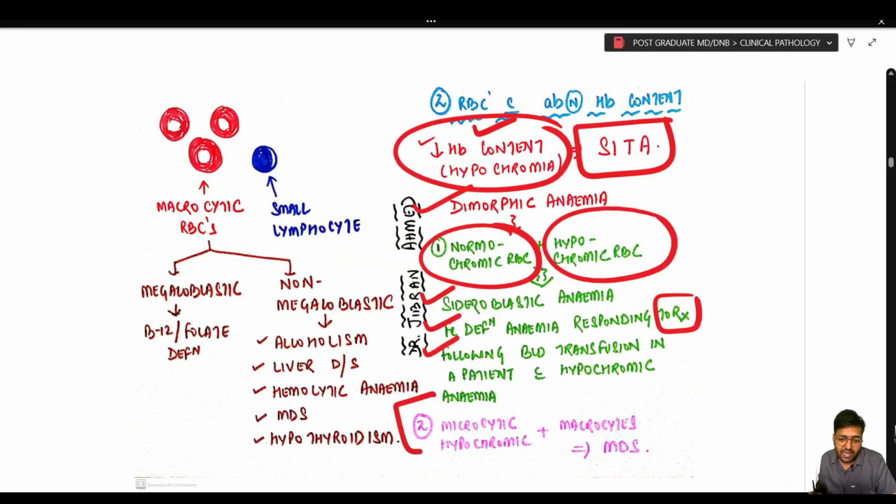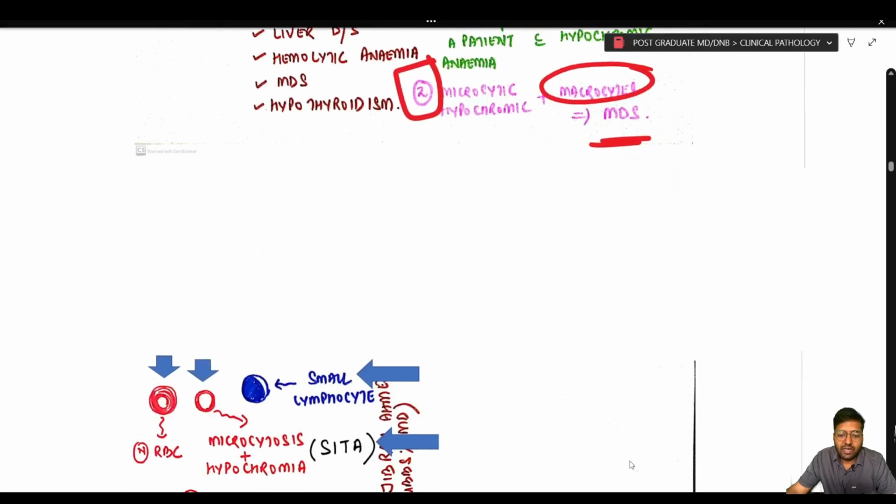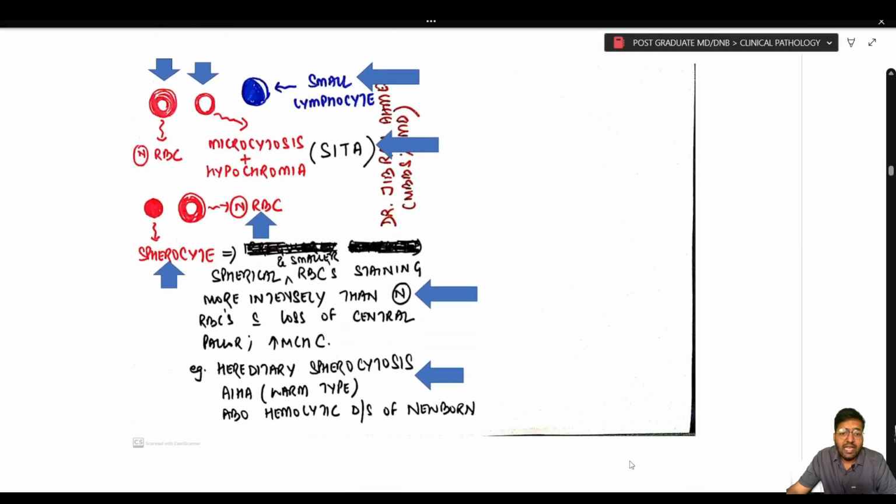Again, the second clinical picture is microcytic hypochromia along with macrocytes, which is classically encountered in myelodysplastic syndrome. So this is about the RBCs with abnormal hemoglobin content. Now also what is very important, this is the dimorphic picture that we can see over here. There is a small lymphocyte over here. You are having normal RBCs along with microcytic hypochromic RBCs, the causes being SITA.